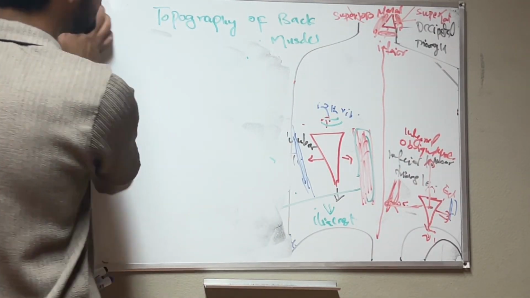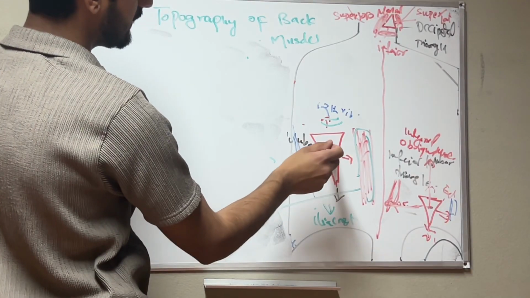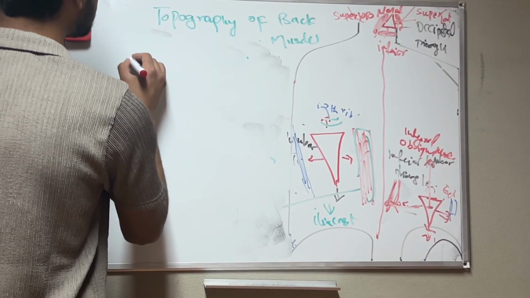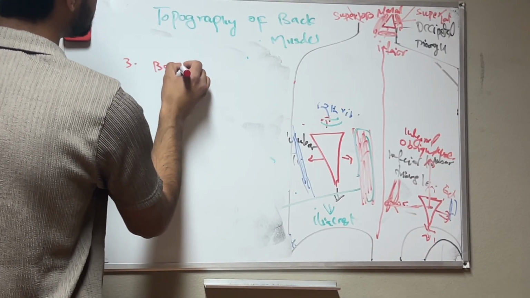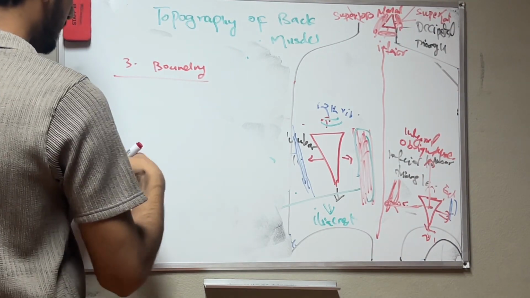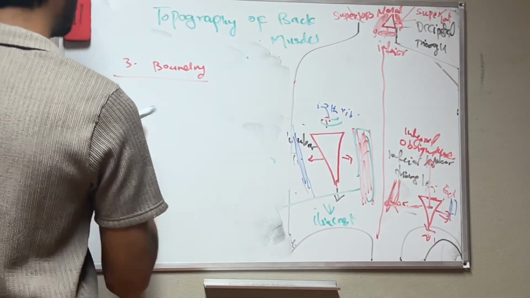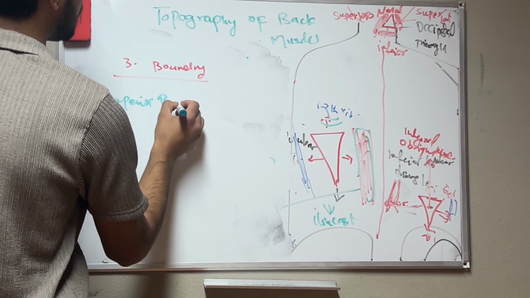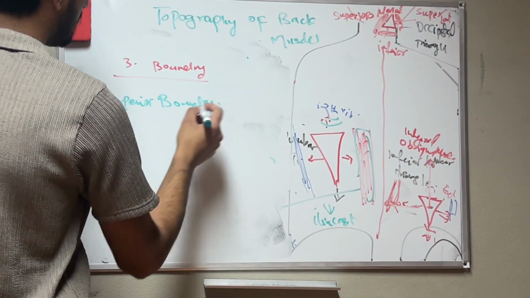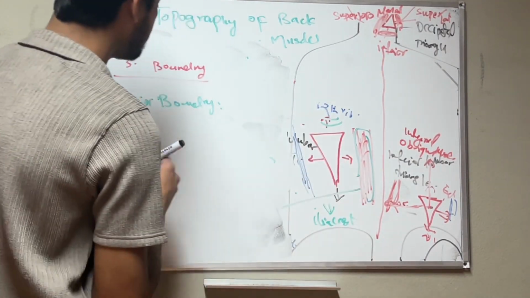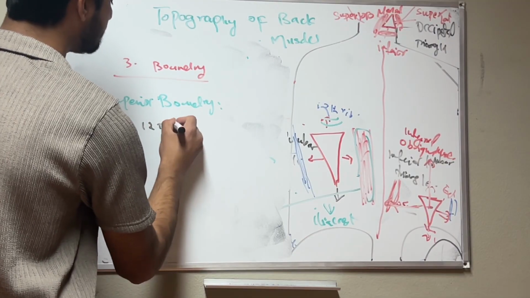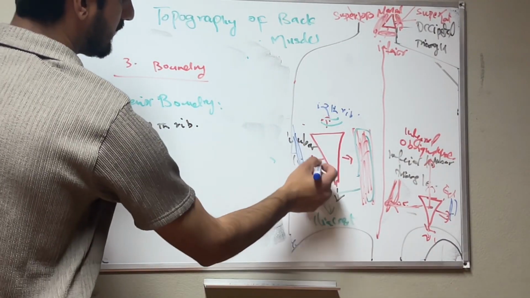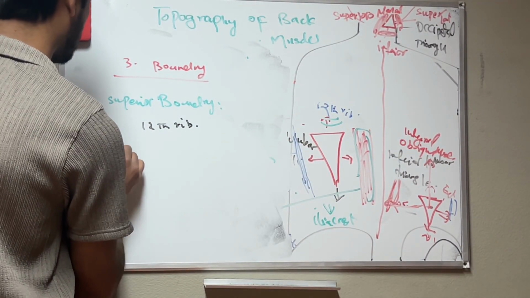Next, this is the superior lumbar triangle, which is located deeply. It has three boundaries. The first is the superior boundary, which is the 12th rib, because it is deep. Next, the lateral boundary.